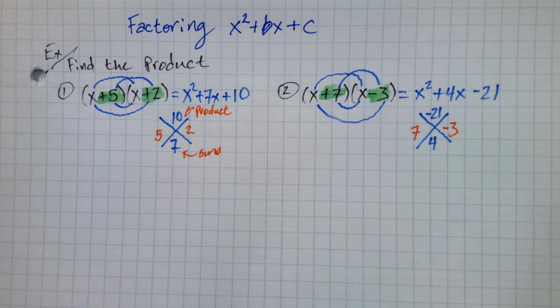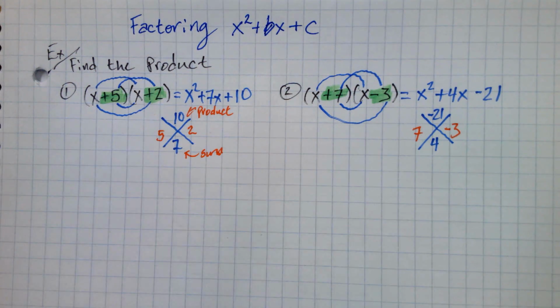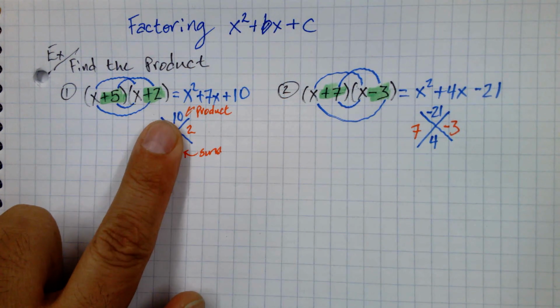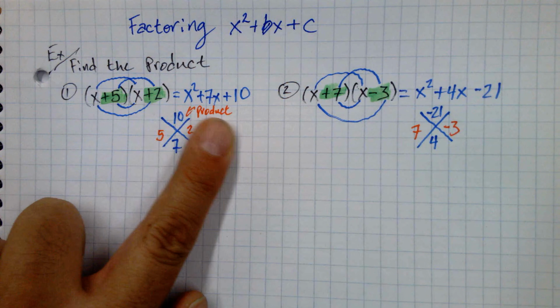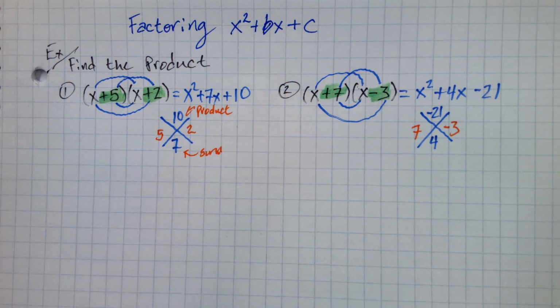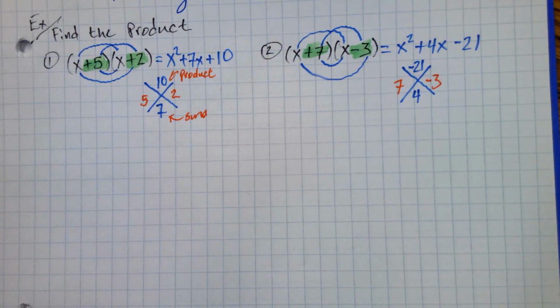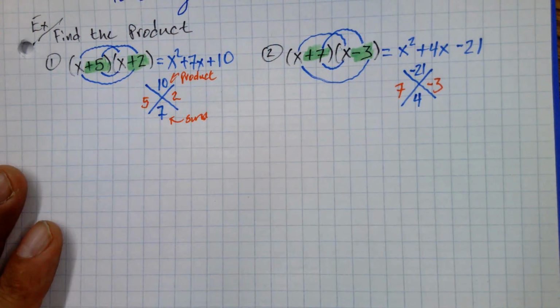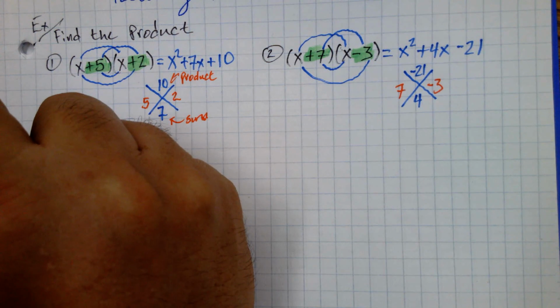So in most cases, when we multiply two what we call linear binomials, these are binomials and they're linear, you're going to get a quadratic trinomial. So we're going to talk about what that means. So the next thing we're going to do is put a quadratic trinomial in standard form. Let's talk about what that is.